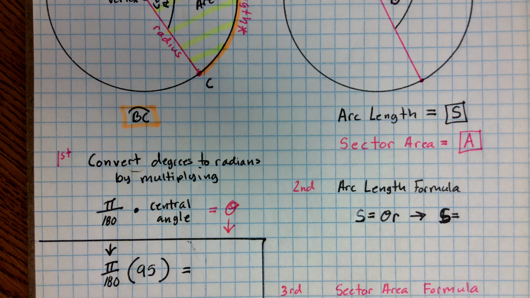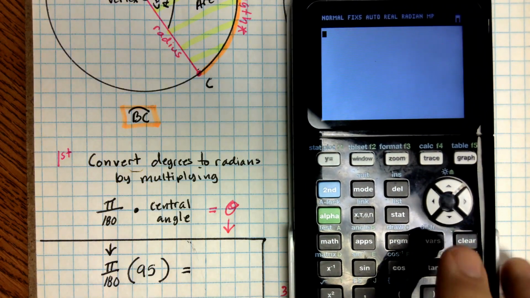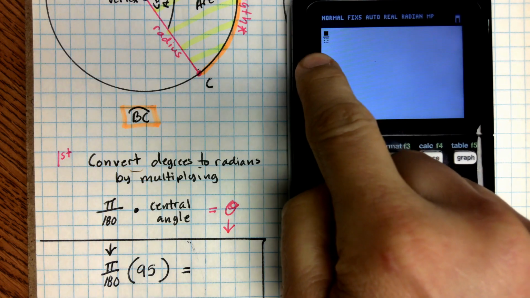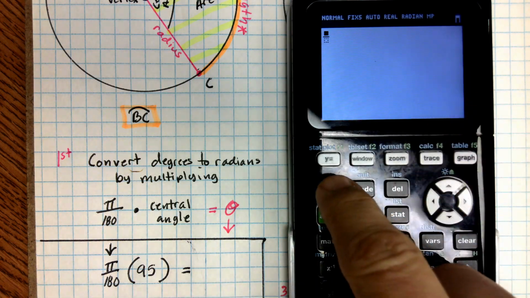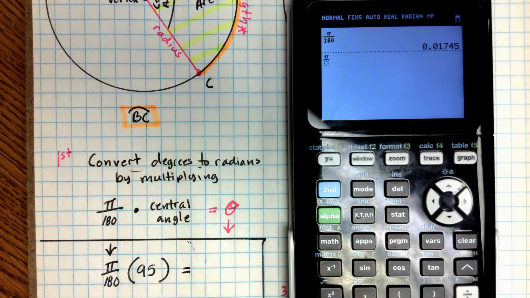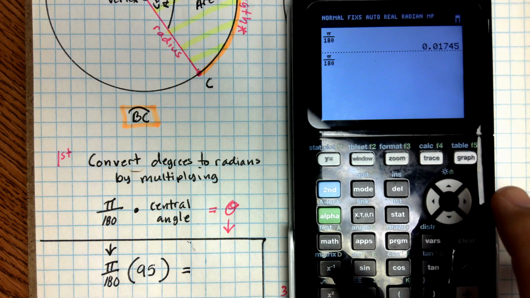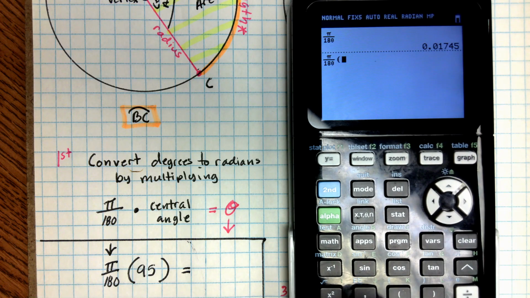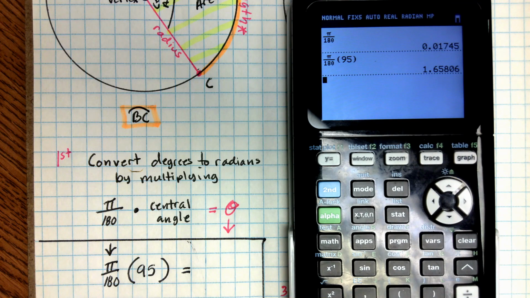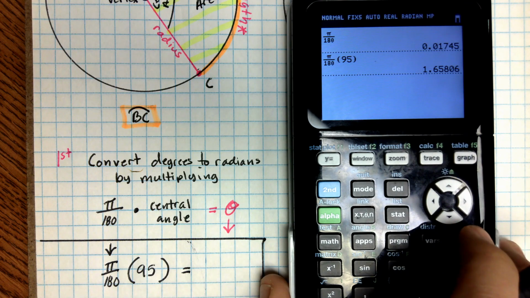I'm going to get my calculator so we can calculate that real quick. I'm going to use my fraction bar by hitting alpha, y equals, enter. There's my fraction bar. I'm going to put pi in the numerator by hitting second and then the caret key, which gives me my pi symbol. I put 180 in the denominator, click to the right, put a parenthesis, and type in 95. Close parenthesis, hit enter, and notice it gives me 1.65806. So that is what theta is equal to.